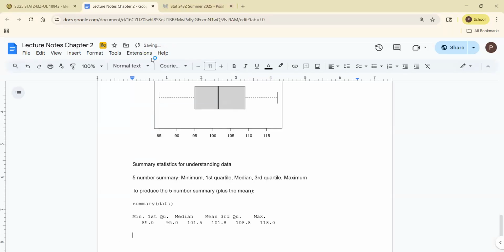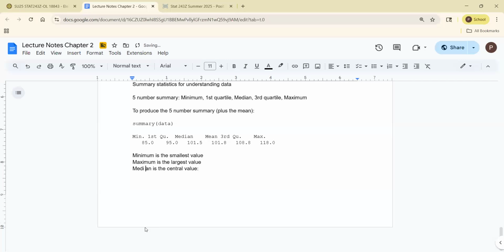There we go. Okay, so just quick definitions. Minimum is the smallest value. Maximum is the largest value. Median is the central value. So let me give you an example of that. Suppose my data is, and I'm going to use kind of R code just to organize things, right? When I list the data in R, we use C, so I'll do that. 2, 4, 6, 9, 12.